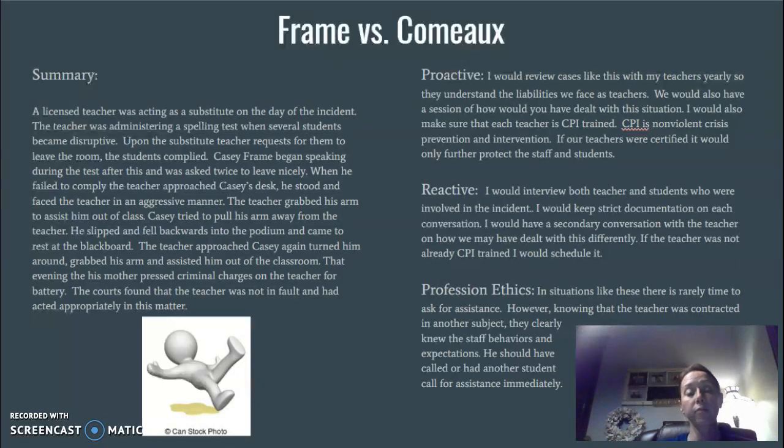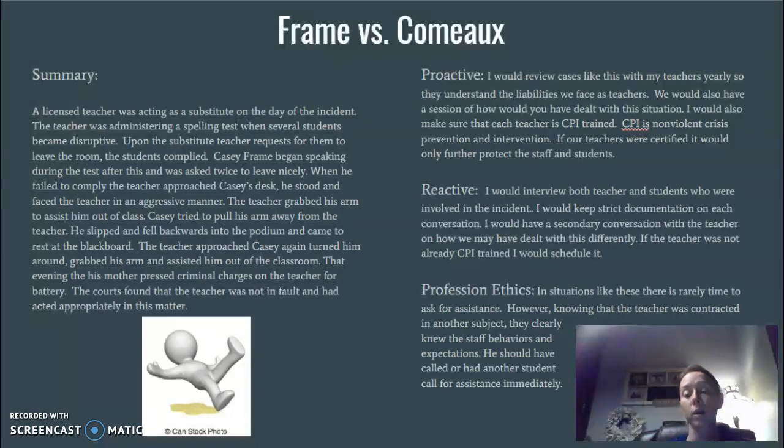The court found that the teacher was not at fault and had acted appropriately in this manner because this child was disruptive and the substitute was acting in a sense of safety for the other students. The proactive measure: I would have reviewed cases like this with my teachers yearly so they understand the liabilities we face as teachers. We would have also had a session on how you would have dealt with this situation.